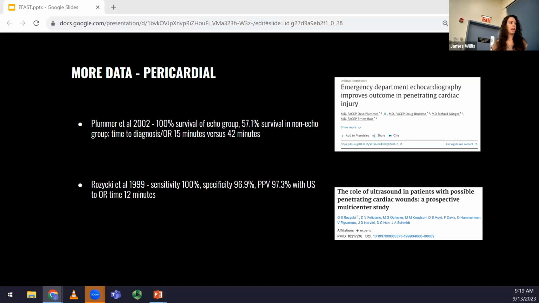And then in 1999, another study showed 100% sensitivity and 97% specificity for traumatic pericardial effusions, and again showed a very impressive ultrasound to OR time of 12 minutes. They didn't do a comparison. This was just an observational study.